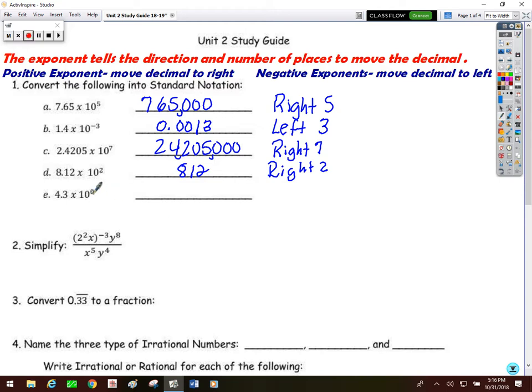All right. Remember, look at this one. This one is a 0. It says I'm not moving anywhere. So technically my answer is 4.3. But remember anything to the 0 power is 1, so it's really 4.3 times 1. And as you learned a long time ago, anything times 1 is itself. Okay? So remember, that's scientific notation into standard form. We're going to look at it the other way in just a few minutes.